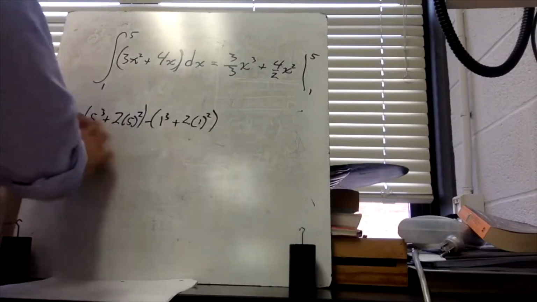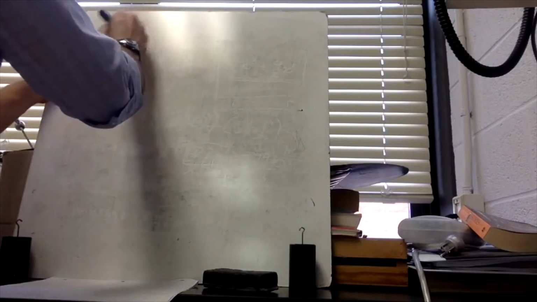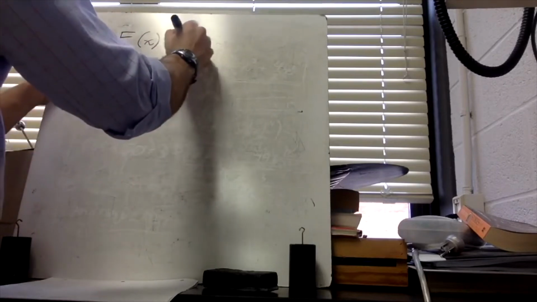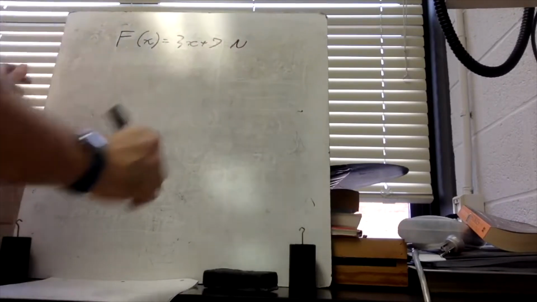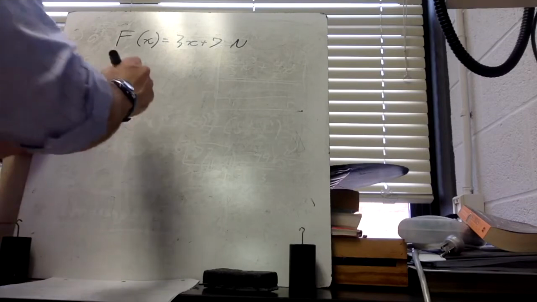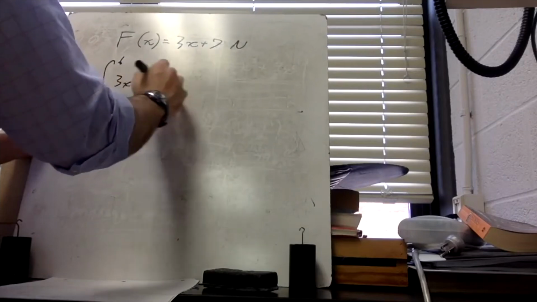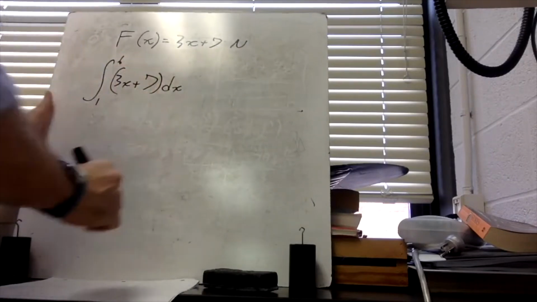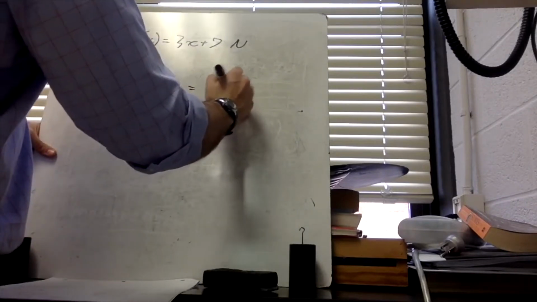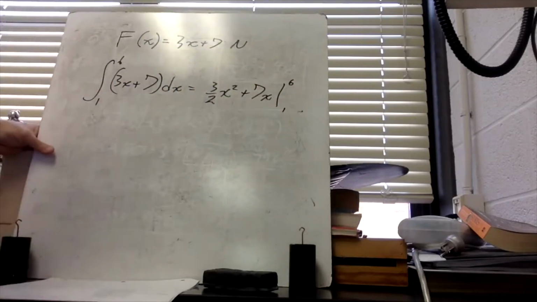So now we're going to do some physics in example 5. And it looks like this. We have the force function with respect to position, right, is 3x plus 7 newtons. How much work is done by the force between 1 and 6 meters? And so I'm taking the definite integral from 1 to 6 of this function, dx. Okay, and so I take the antiderivative of this. This is going to be 3 over 2 x squared plus 7x, and this is going from 1 to 6.